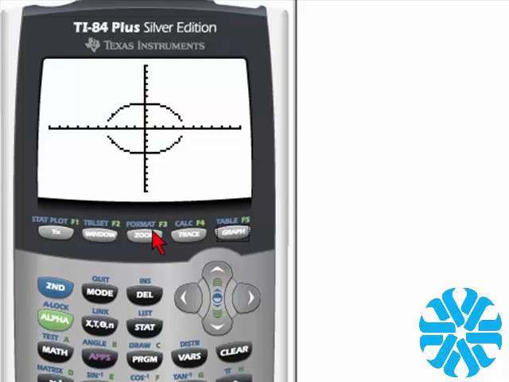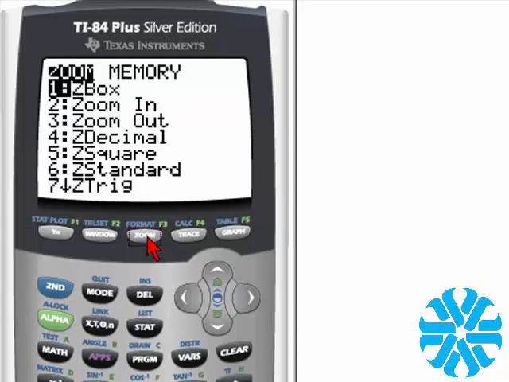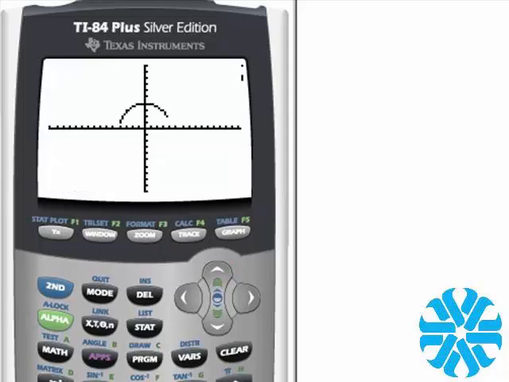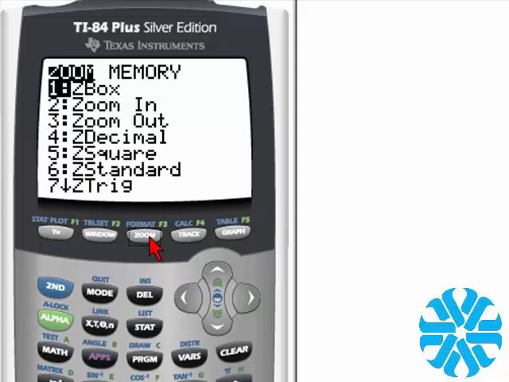So let's go to zoom. And right here you can see number 5 is z square. So if we just hit number 5, now it looks more like a circle rather than the ellipse that we saw previously. So whenever graphing a circle, use the z square mode. And remember, to get there you go zoom and then you hit number 5 for z square.